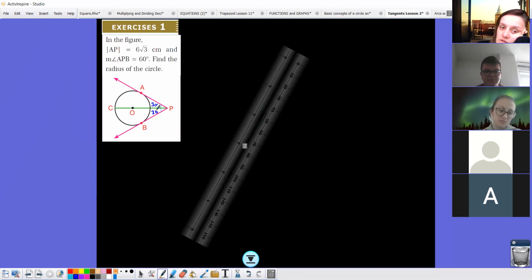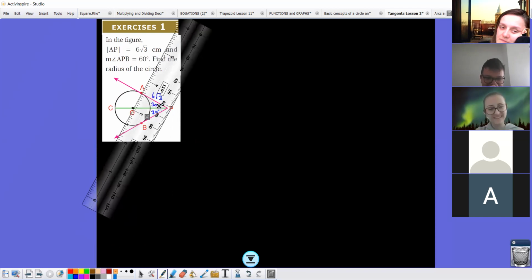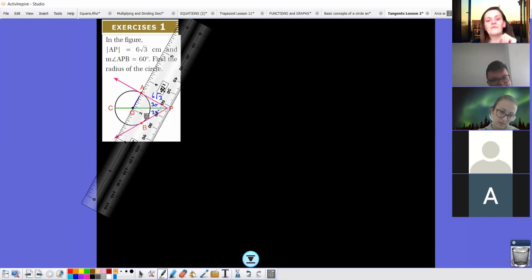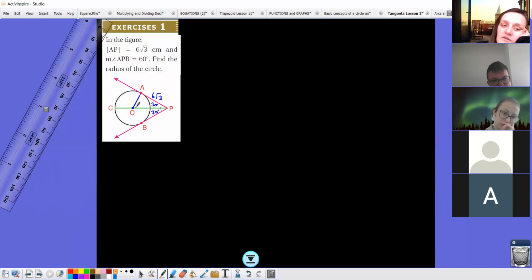30, 90, 60. Where is the 90 and where is the 60? If I draw the radius here, it will be 90 degrees. Because we are drawing from the center to the tangency point, this one will be 90 degrees. Here we have 30, here we'll have 60.